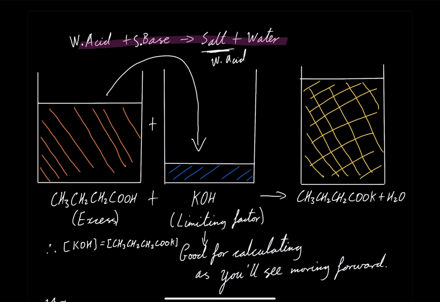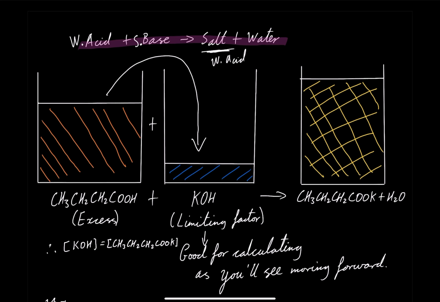So say we had an excess of a weak acid. In this case, I'm using butanoic acid, and then I'm having a small volume of strong base, considerably lower. You can see the difference between the two here, right? The strong base is significantly lower in concentration, but we know that a strong base is still very capable of neutralizing an acid, even though it's in a lower volume and not in excess.